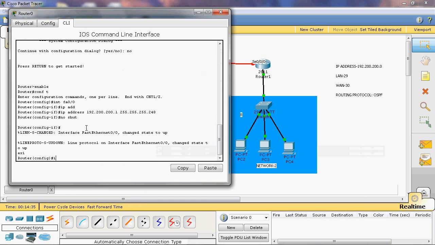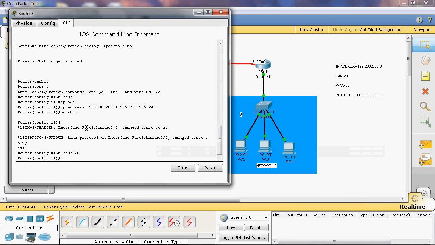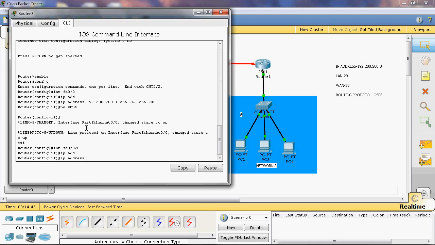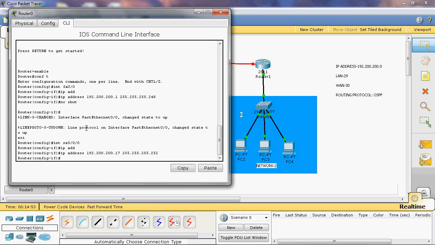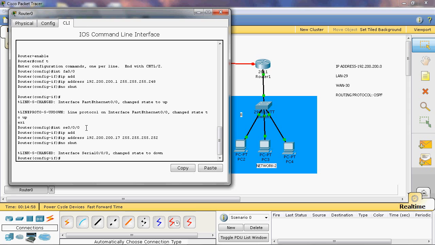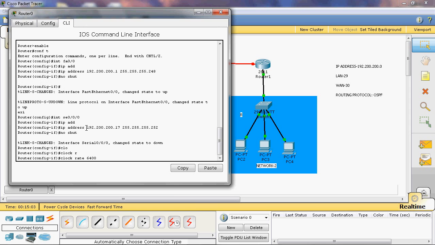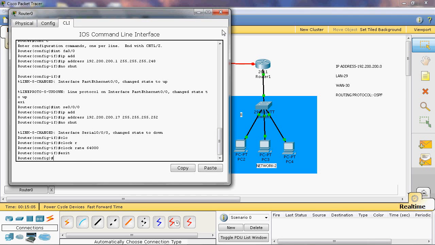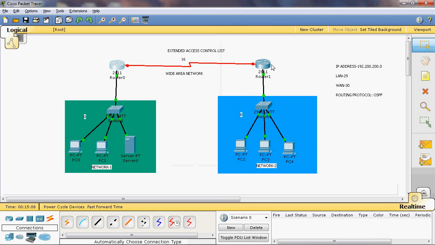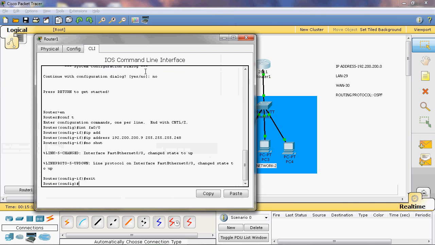We can go to that interface serial 0/0/0. Now we can assign the IP address: ip address 192.200.200.17. Subnet mask is 255.255.255.252. No shutdown, to enable that interface. This is a DCE, so here we can apply the clock rate: clock rate 64000. Exit.